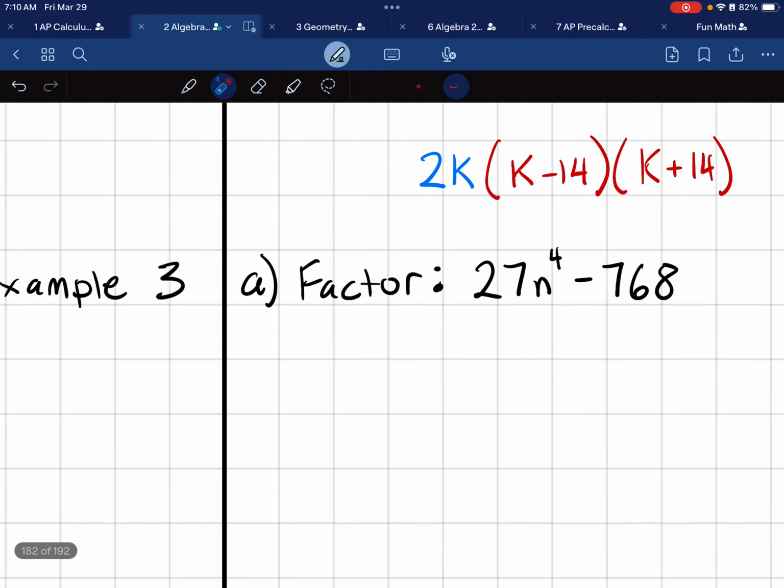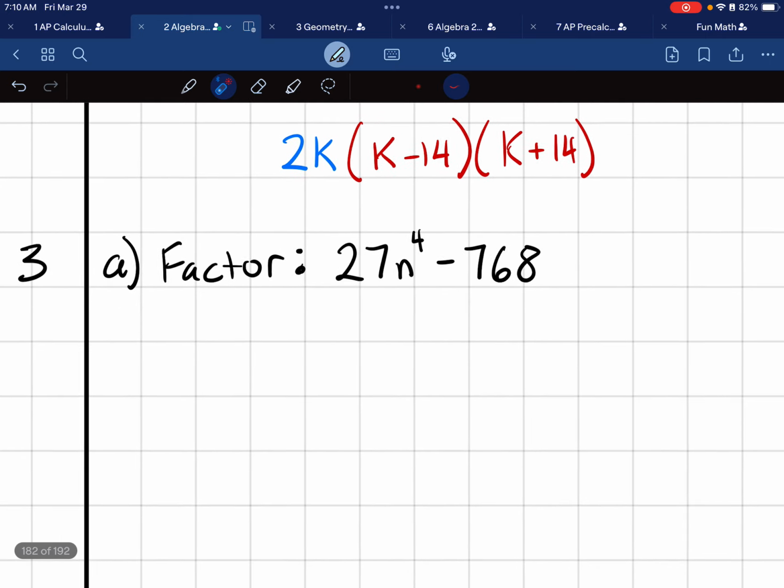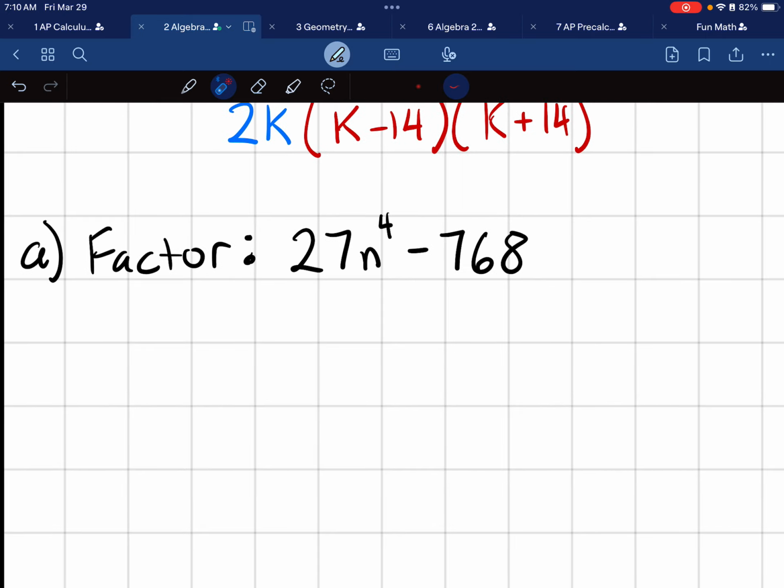All right. Example 3a. We have this thing. Well, I saw the n to the power 4. I was hoping this one had an n to factor out. It doesn't. Okay, well, can I factor out some other number? Okay, I can't factor out a 2. This ends in a 7. That ends in an 8. Maybe I can factor out a 3.